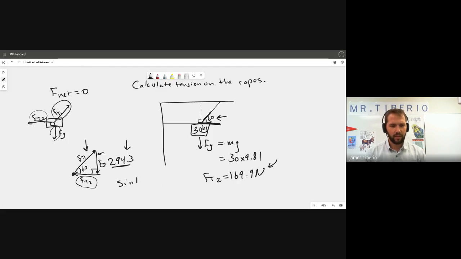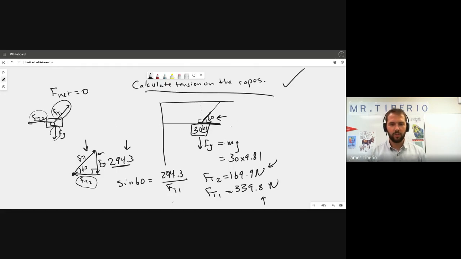So sine 60 equals opposite, 294.3, divided by force tension 1. And of course, that's going to be 294.3 divided by sine 60. And we get force tension 1 equals 339.8 newtons. Again, I've rounded this number. But what you can see here is, in quick summary, so we basically finished the question.